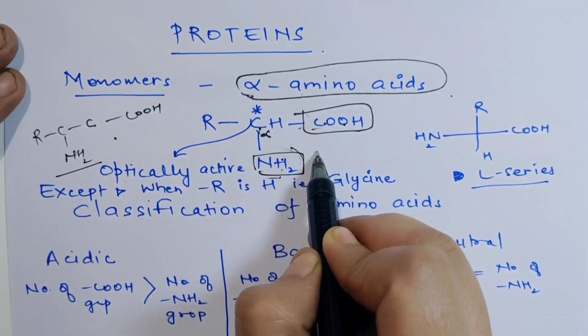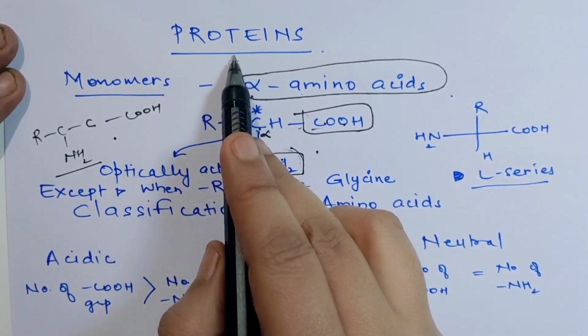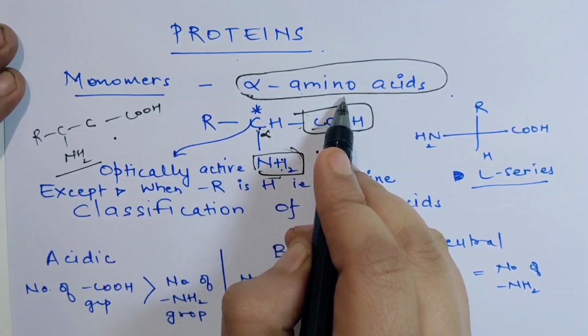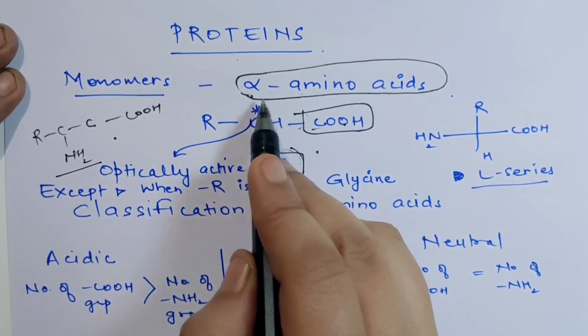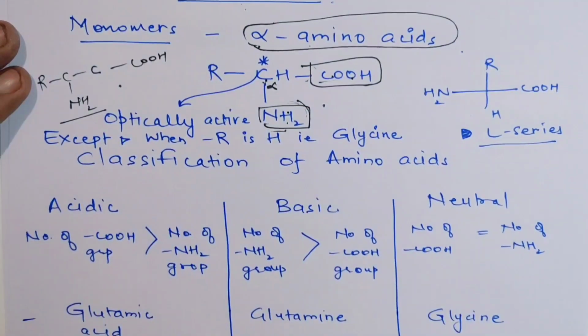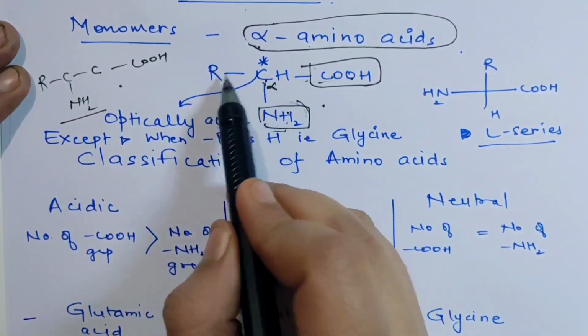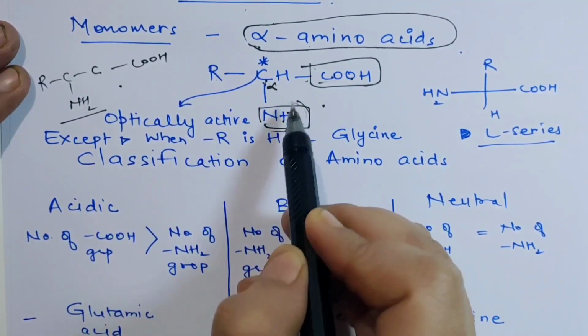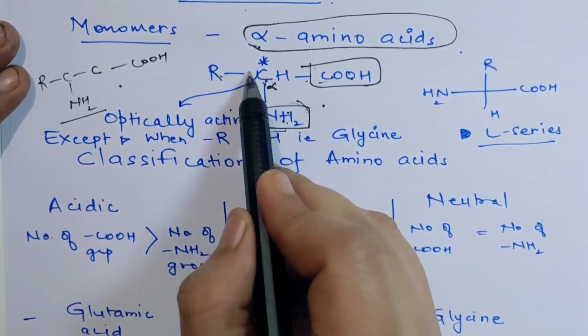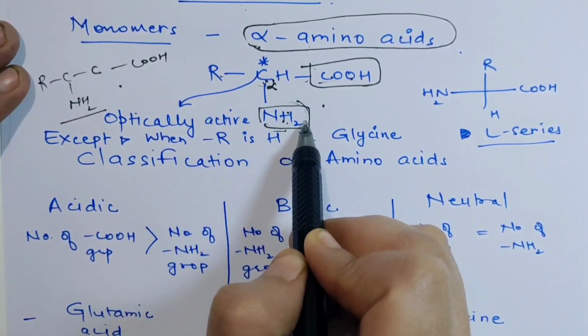And they are the ones which polymerize to form proteins. So proteins have alpha amino acids only. On hydrolysis, they give alpha amino acids only, right? Now, if you look at the general structure of amino acids, it has 4 different groups. So it's a chiral carbon. This carbon is a chiral carbon, which makes it optically active.